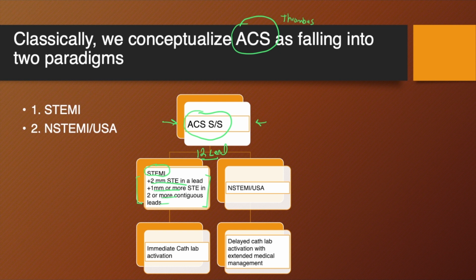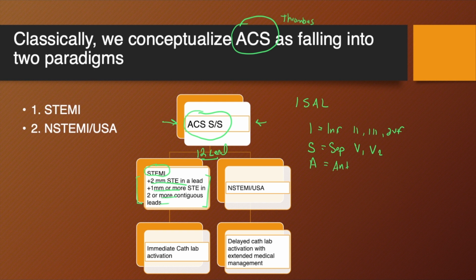And the classic contiguous lead groups can be conceptualized through the saying, "I see all leads." I is the inferior wall, and that includes leads 2, 3, and augmented vector foot, or augmented voltage foot. That's I. C is the septal wall, and we look at this through leads V1 and V2. A is the anterior wall of the left ventricle. All of these are in reference to the left ventricle.